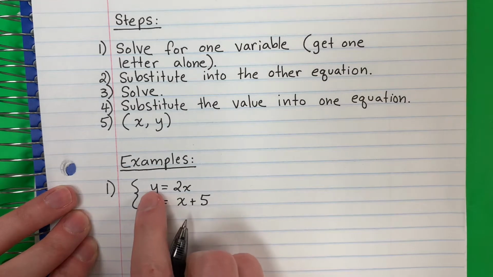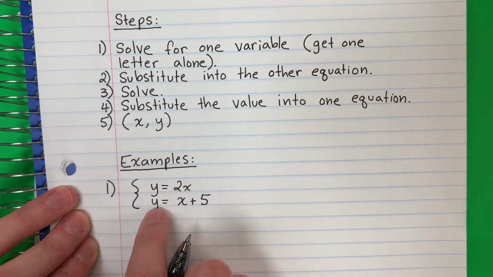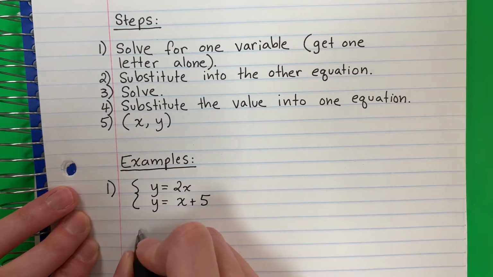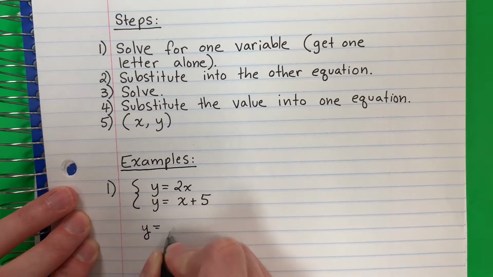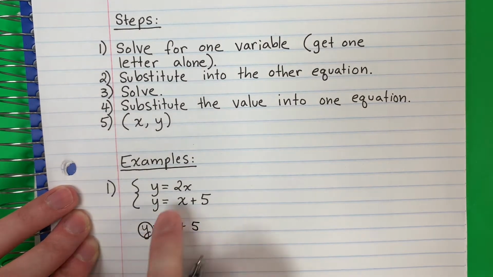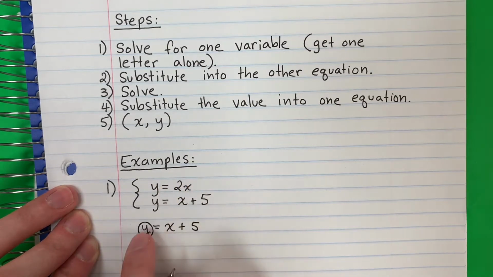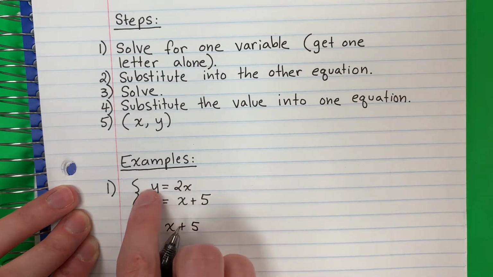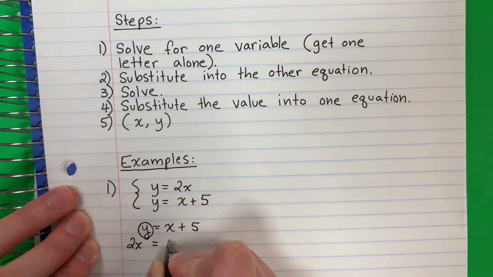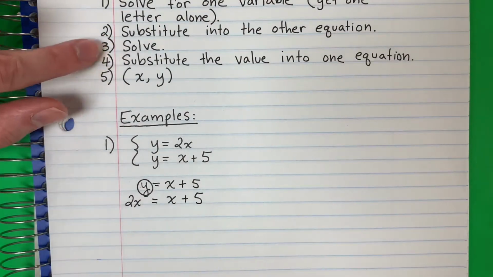So I already have Y alone. So I'm going to take this 2x and put it for the Y. For this equation, por esta ecuación, y equals x plus 5, I'm going to change the y, voy a cambiar el y, and I'm going to put 2x because 2x is y. Voy a poner 2x por y porque 2x es y. So I'm going to put 2x equals x plus 5. And I'm going to go ahead and solve.